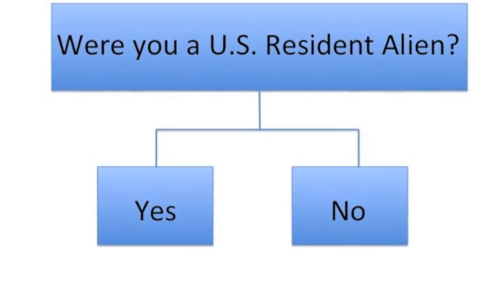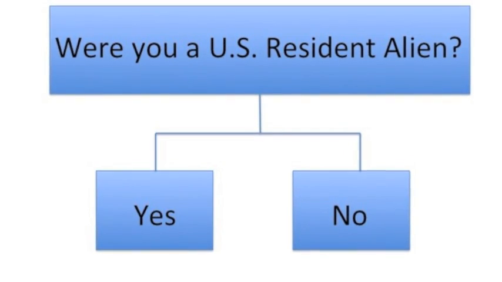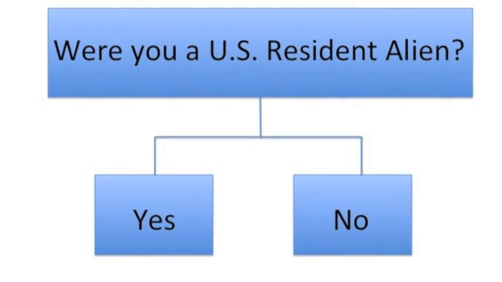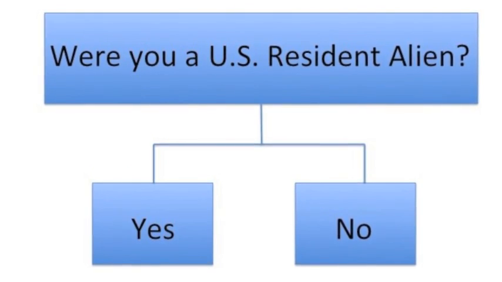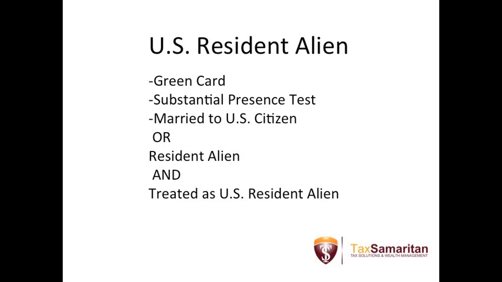If you are not a U.S. citizen, the next question to ask is whether you're considered a U.S. resident alien for tax purposes. You are considered a U.S. resident alien if you either: 1. Have a green card, 2. Meet the substantial presence test, 3. Or you're married to a U.S. citizen or resident alien and you have elected to be treated as a U.S.